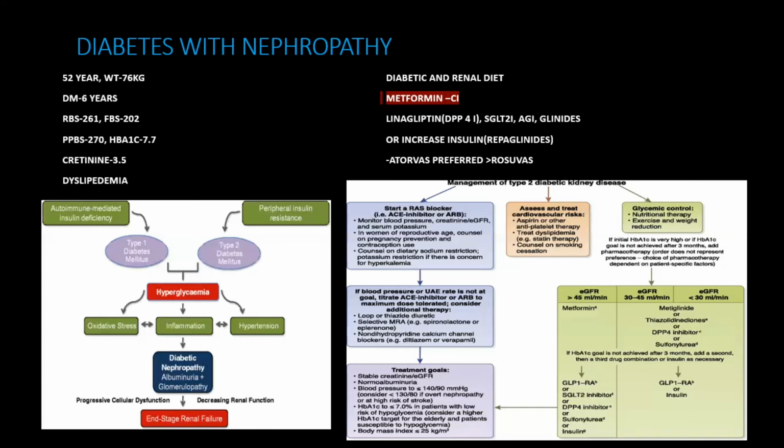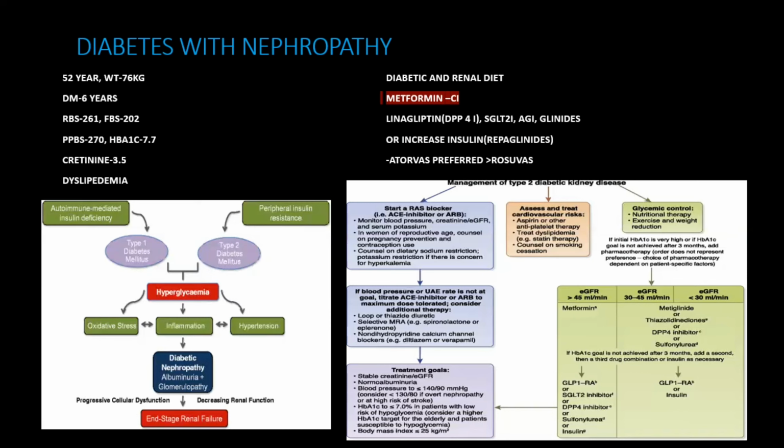If blood sugar or UAE rate is not at goal, titrate ACE inhibitors or ARBs to the maximum tolerated dose and consider additional therapy like loop diuretics or thiazide diuretics, selective MRAs such as spironolactone or eplerenone, or non-dihydropyridine calcium channel blockers, diltiazem or verapamil.